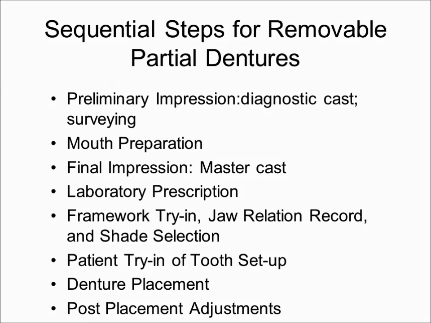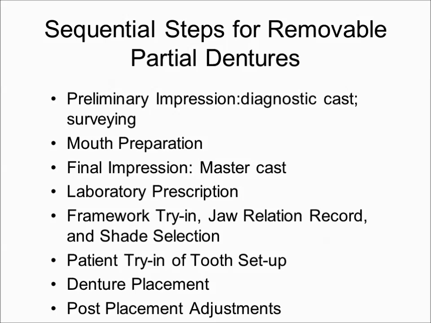Steps in the delivery of the partial denture are presented in the slide. Although the number of patient appointments varies, from 5 to 7 is average, which includes the examination and follow-up appointments. Preliminary diagnostic impressions are made, usually with alginate. The partial denture is designed, suitable mouth preparations are performed, and a final impression is made for the master cast.